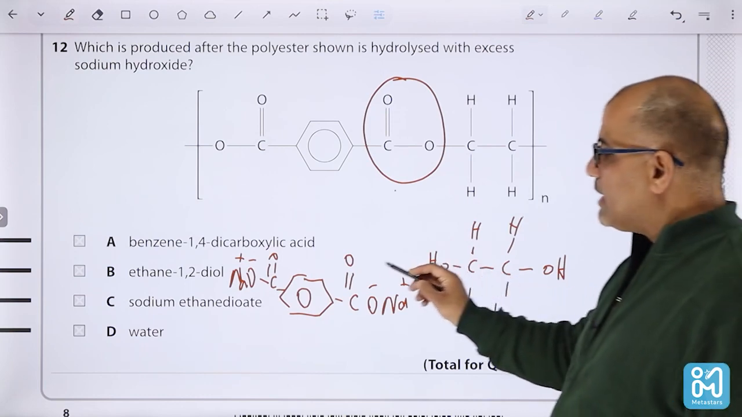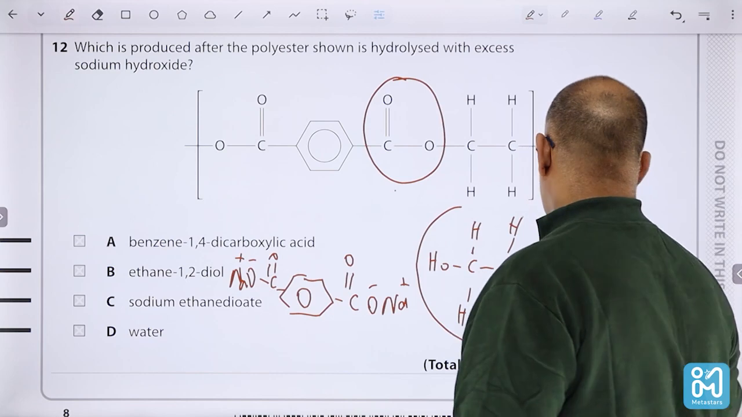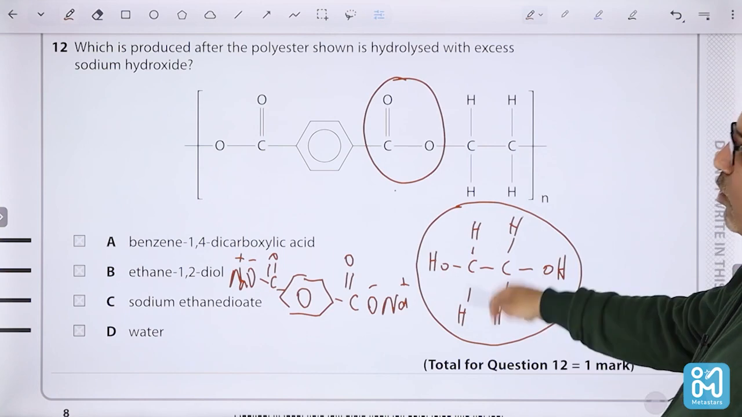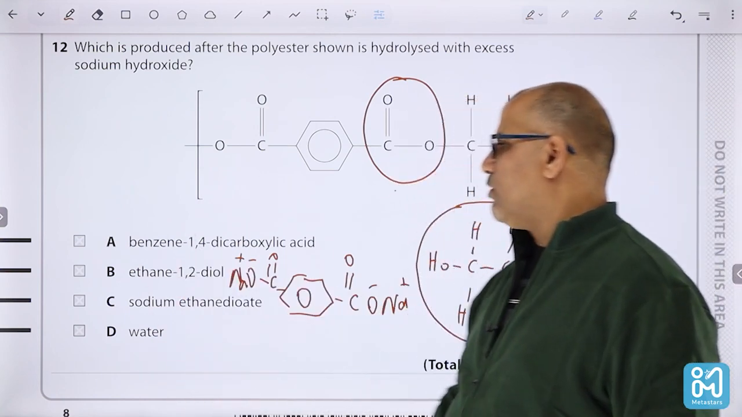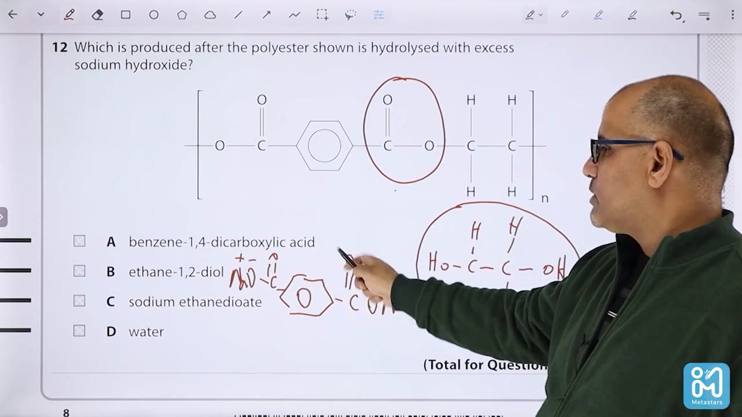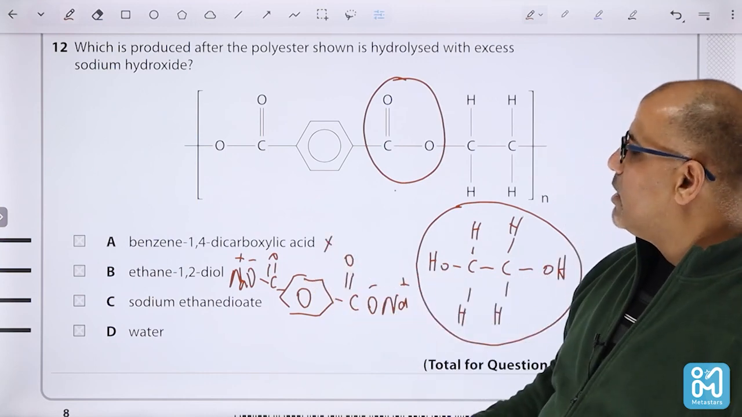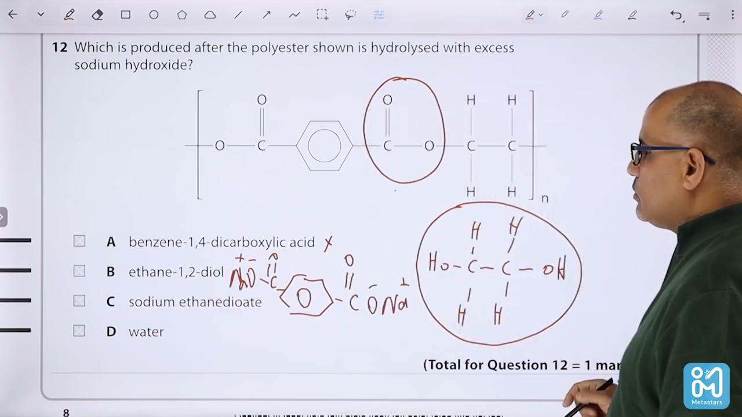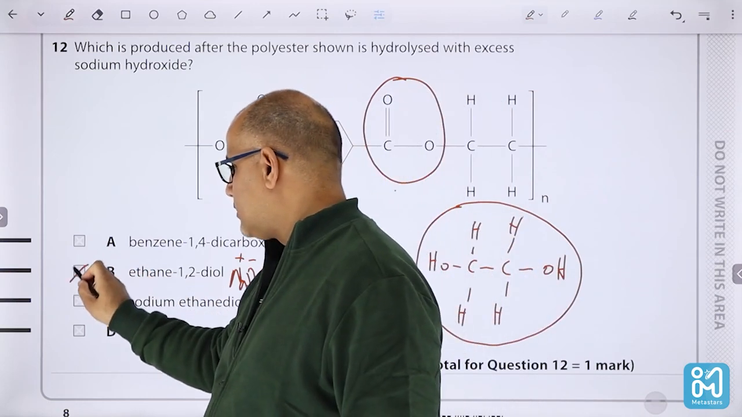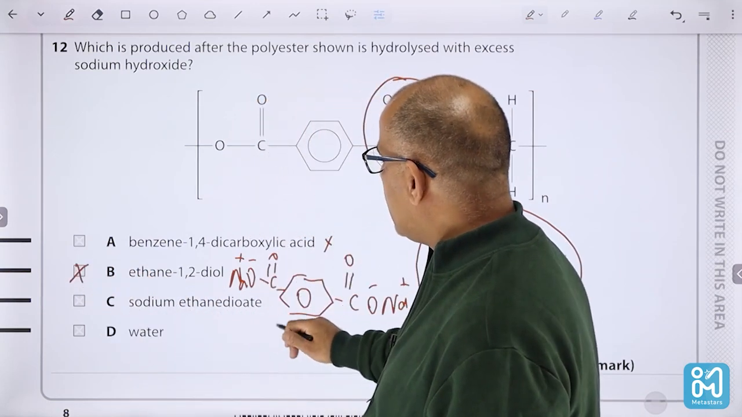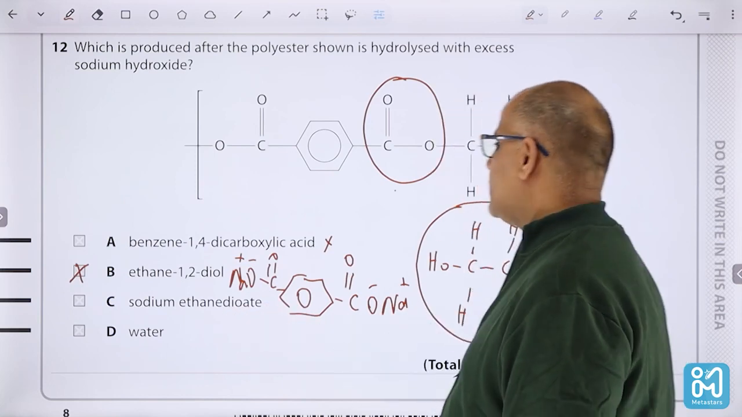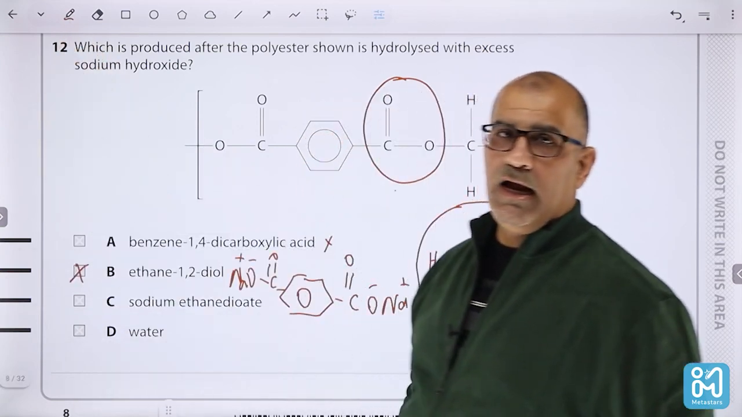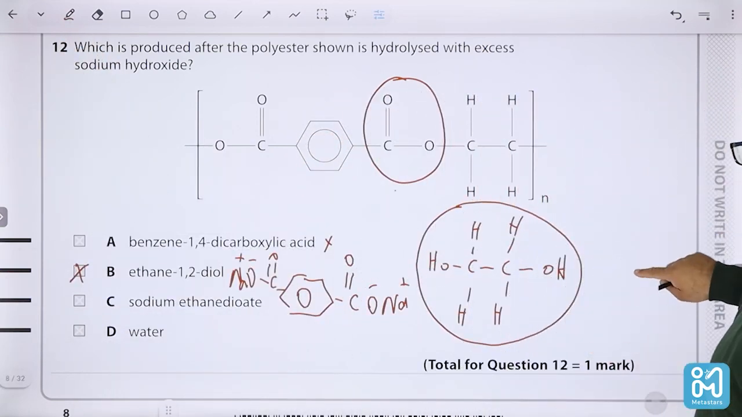Clear? So as you can see, one of the important products in this reaction is the diol. Benzene-1,4-dicarboxylic acid, mentioned in the choices of the question, is wrong, because what is produced is the salt of the acid, and this one is the 1,2-diol. So that's the correct answer. Sodium ethane diolate is not, and water is not. So what's produced there is the diol and the salt of the carboxylic acid.